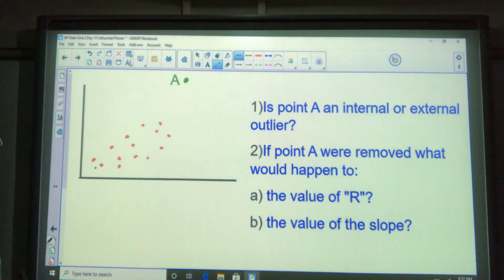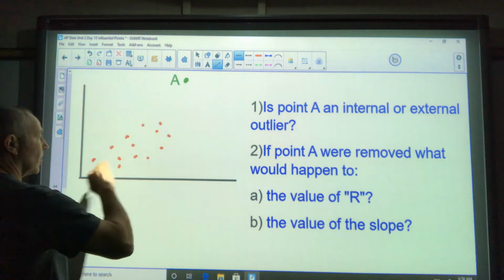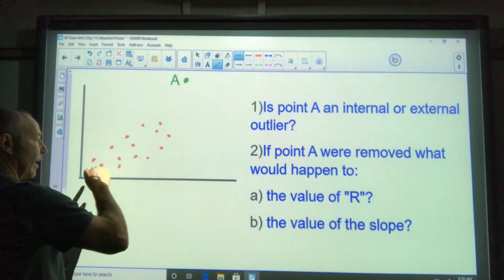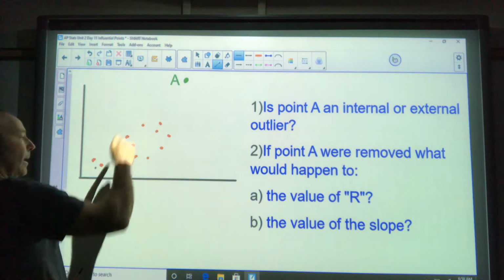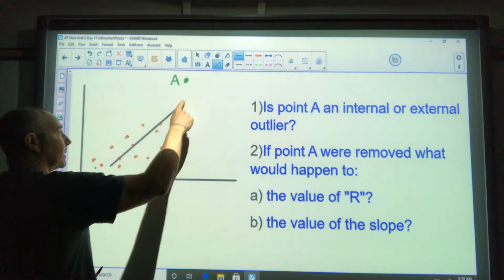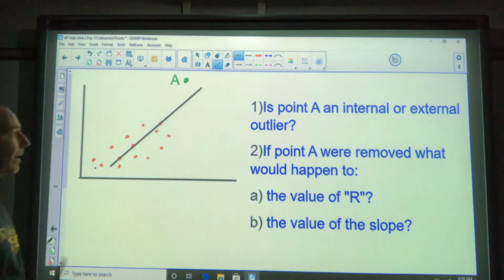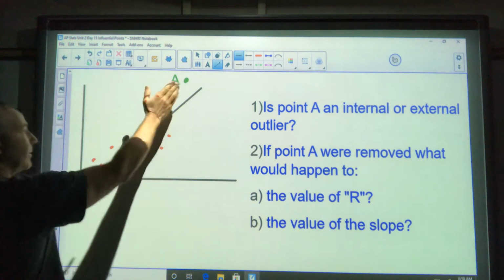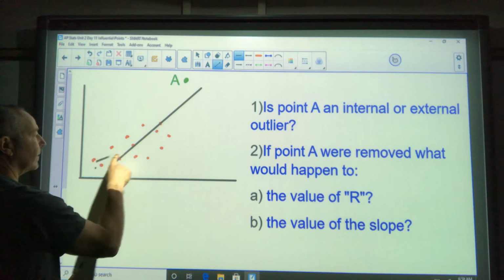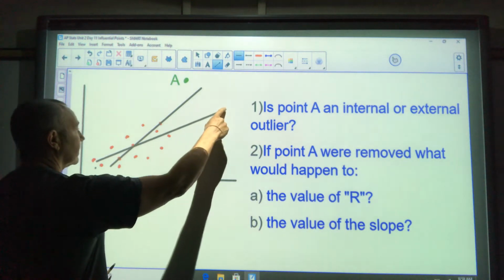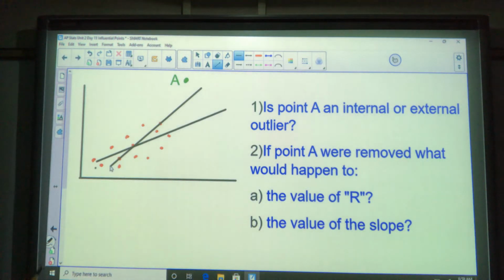Okay, in our first one right here, I would say that without A, the line would be something like this, but with A it's going to draw it up that way. So it's going to be something like this here, okay? All right, now if I were to remove A, if A was to completely be gone, then I would say my new line would be down there, okay?